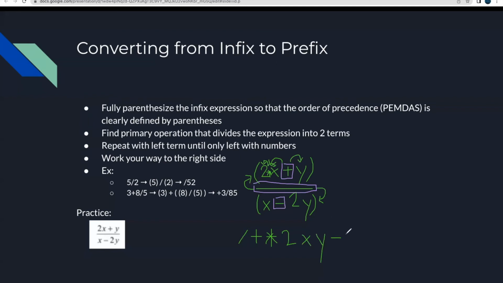Go to the left side, see the x, put that here. Go to the right side, see this 2 times y. We're gonna put this multiplication sign first. And then we're gonna put the 2 and then finally the y. Okay, so this is our answer.